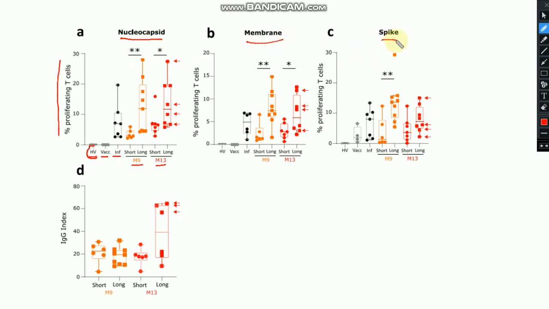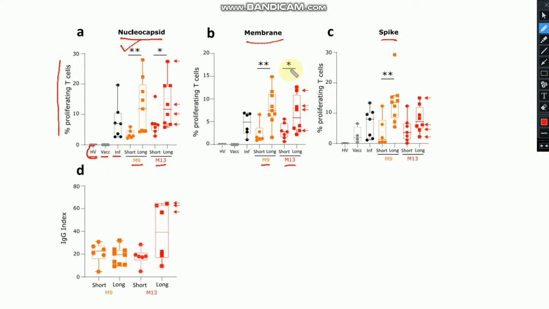So what they found is that 9 months and 13 months after the infection, in the samples that they collected, the proliferating T cells are very much higher compared to the other samples. You see here, this is very significant data in all cases, 9 months and 13 months. Here the proliferating T cells are very much higher compared to the individuals infected for a shorter duration of time.